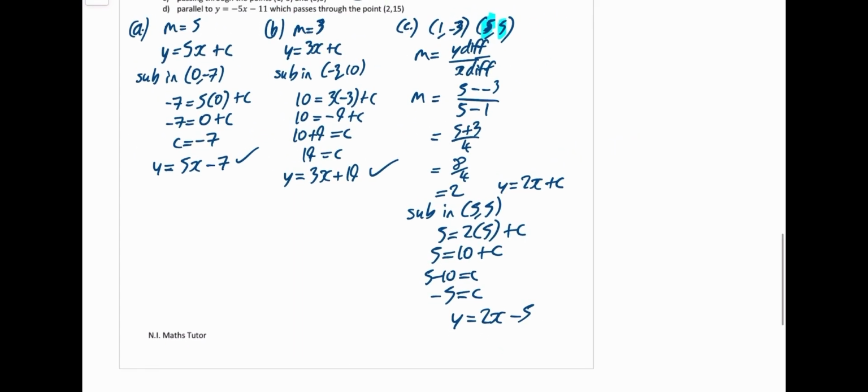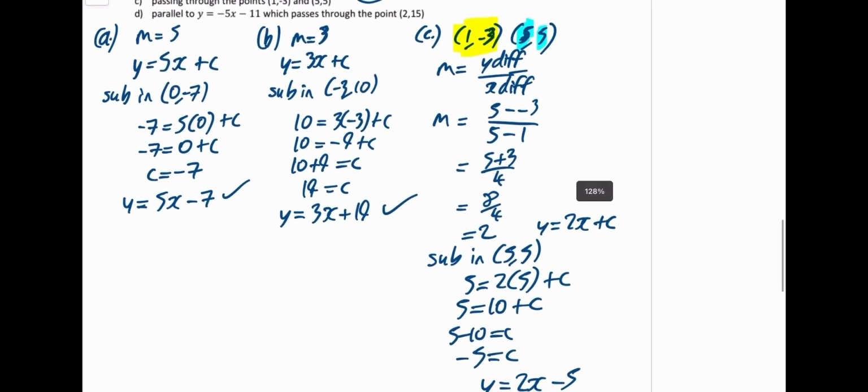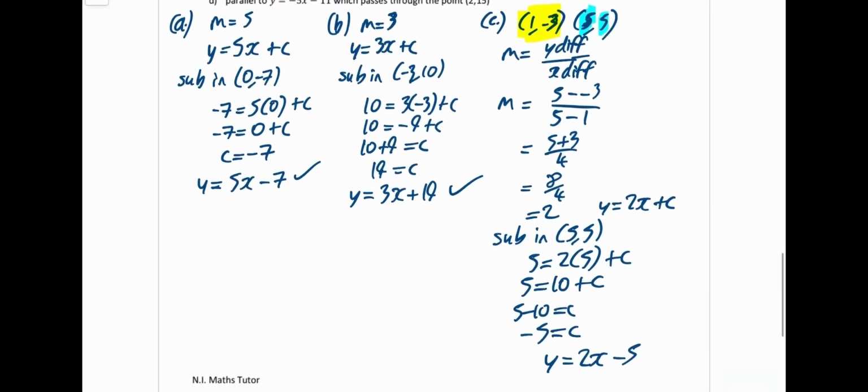Okay, and we could just check that by putting in this point, just to see when y is equal to minus 3, 2 times 1 is 2, and minus 5 would give you minus 3. So this point I've now highlighted in yellow will work for us.